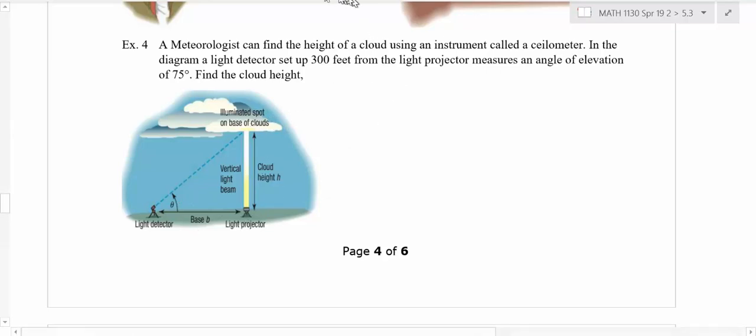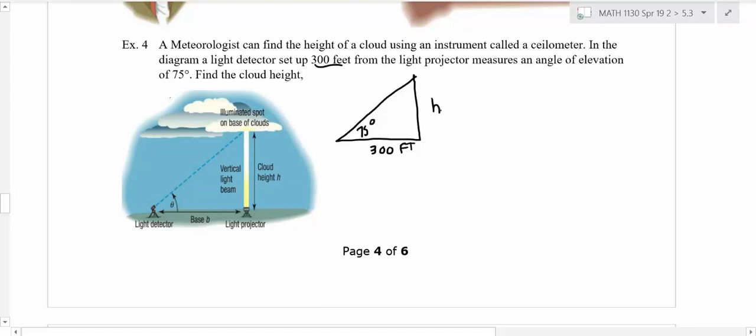So what we have basically is we have a right triangle in here. These problems that we're going to do always have something to do with a right triangle. So the problem said you set the base up at 300 feet. These things are 300 feet apart from each other. Okay, and then it says the angle of elevation, which would be this angle that you're looking up at, would be 75 degrees. So what you're looking at is you're finding the height of the cloud.